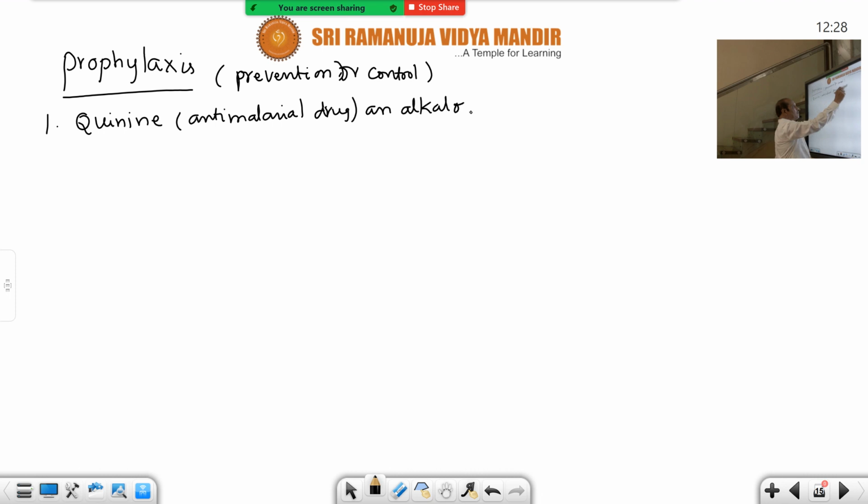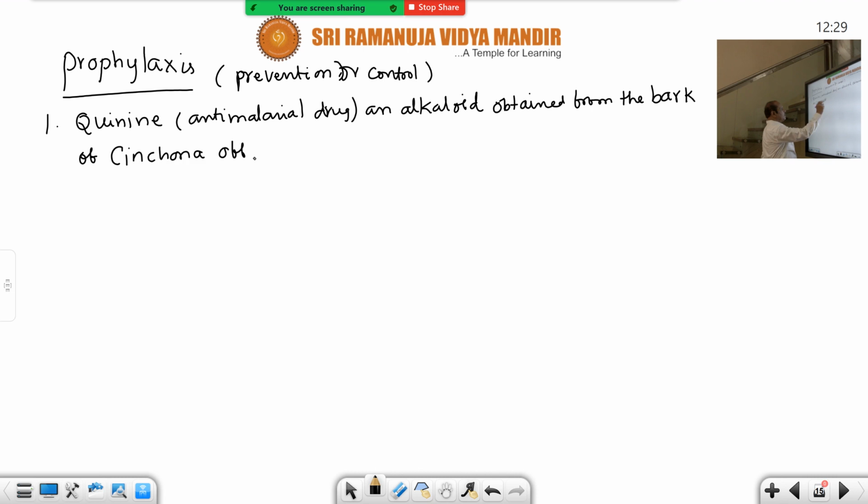All alkaloids help in curing so many disorders in human beings. So quinine is an anti-malarial drug, an alkaloid obtained from bark of Cinchona officinalis. Bark means the outer thick layered structure of the trunks. The botanical name of this plant is Cinchona officinalis. This is the malarial plant also, people say generally.